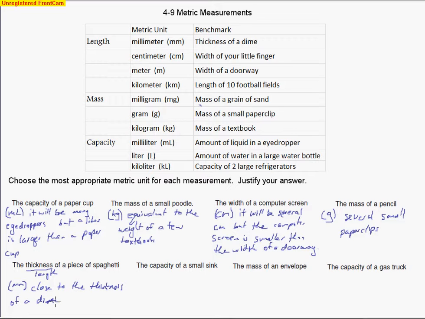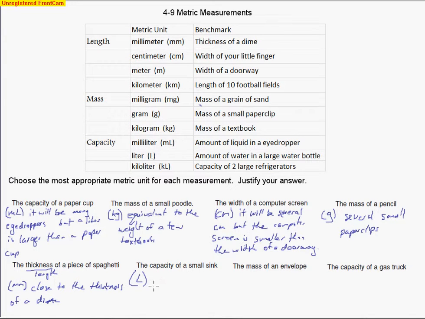Well, let's take a look at our next one. It talks about the capacity of a small sink. Well, we have a milliliter, but that's a lot of eye drops. So we go to the next one bigger, and this one talks about a large water bottle. This is the one I would go with because a small sink is going to be a lot smaller than 2 large refrigerators. So even though it might be a few water bottles, that's the one I'd go with. I wouldn't want to go with the one that is bigger because then it would be a fraction of an amount, and it's harder to understand. So I would go with the liter.